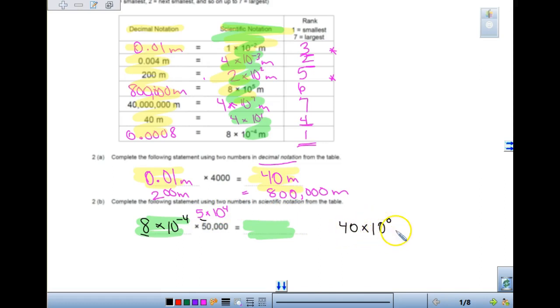Do we have an answer? It's not 40 times 10 to the 0, but how would we write that in scientific notation? 4 times 10 to the first. Do we have that? Yes. So this answer, 4 times 10 to the first, goes with 8 times 10 to the negative 4. There should be another one.